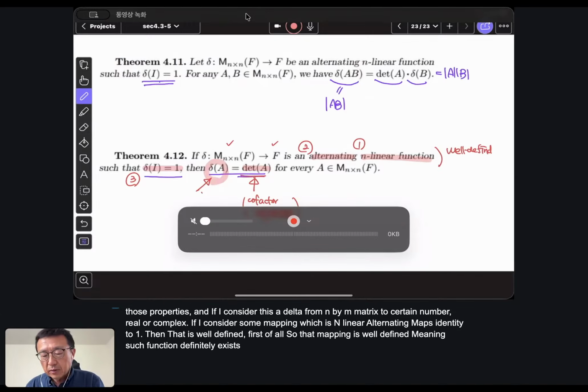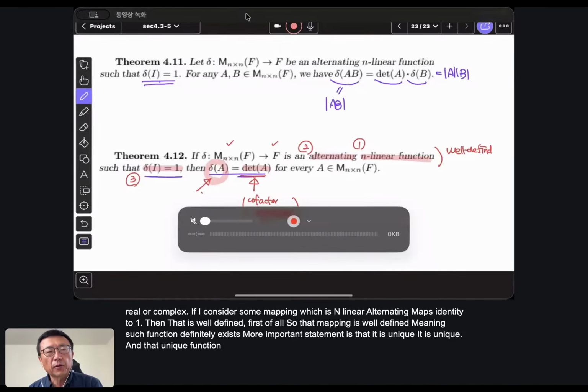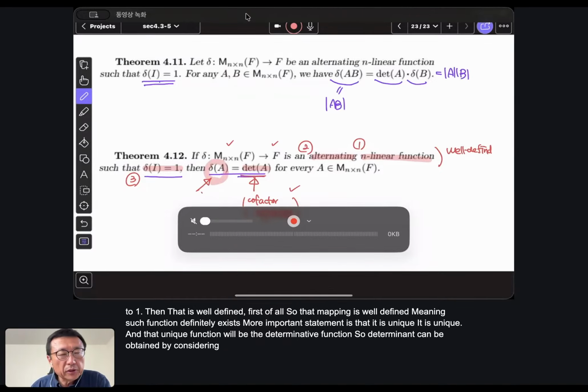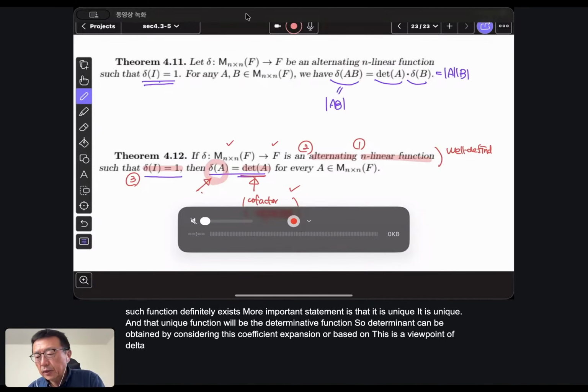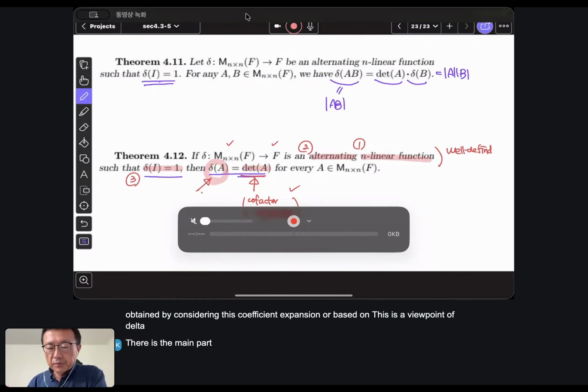And a more important statement is that it is unique. It is unique. And that unique function will be the determinant function. So the determinant can be obtained by considering this cofactor expansion or based on this viewpoint of delta. That is the main part of theorem 5, section 5.